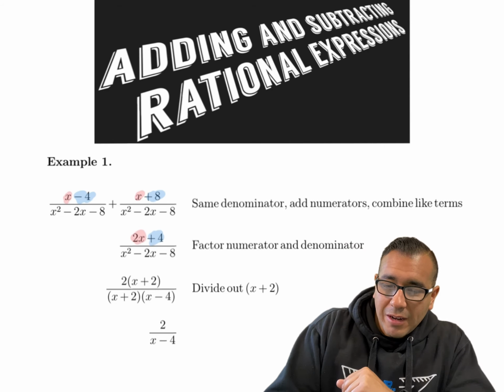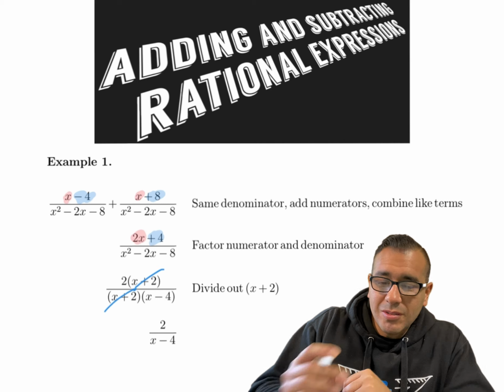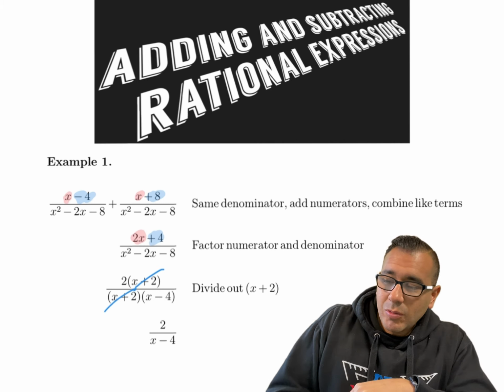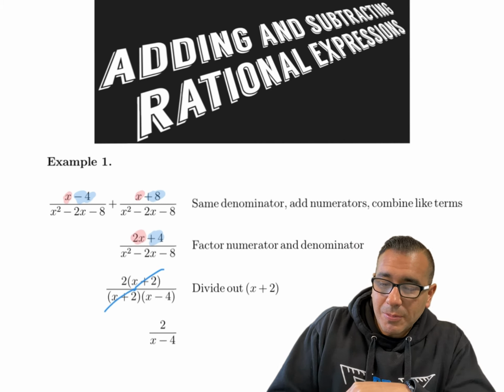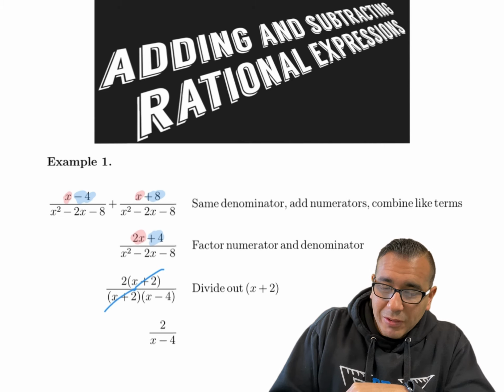All right, so when we factor, boom, these x plus 2's cancel, right? So we divide out those x plus 2's. And so what are we left with? We're left with the 2, and we're left with the x minus 4.